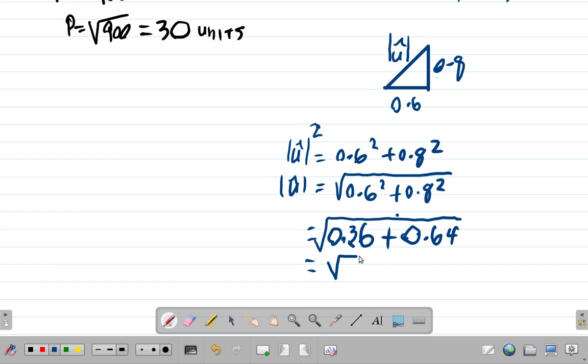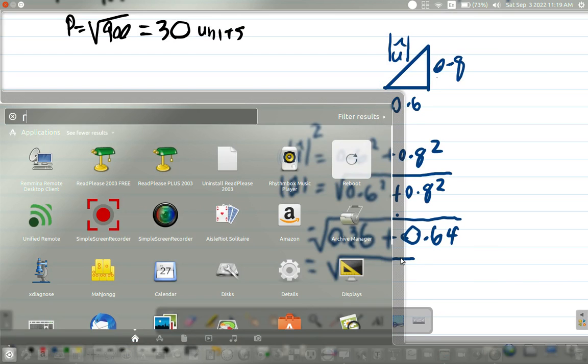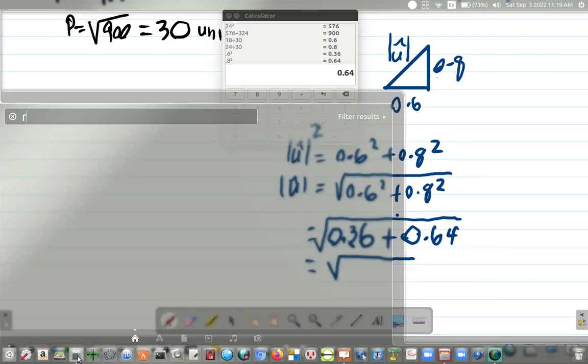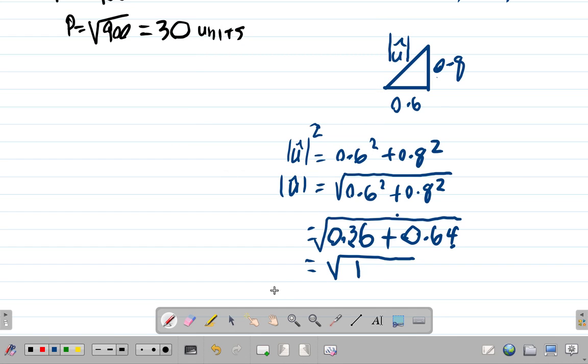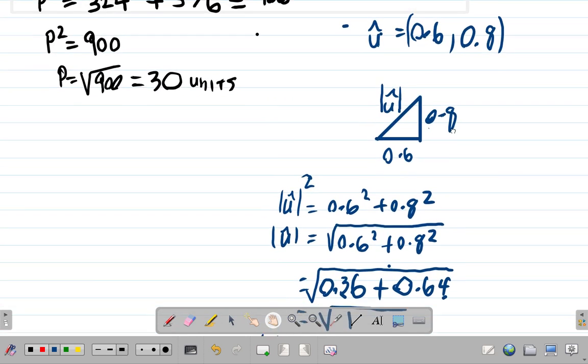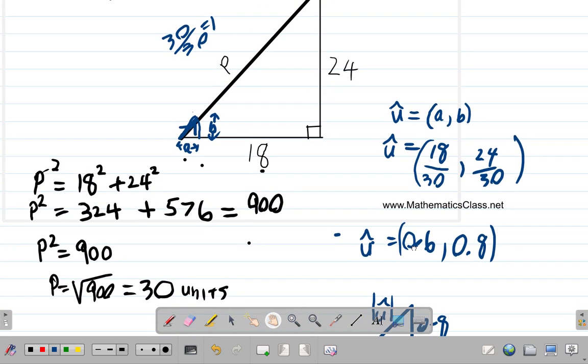So it's the square root of, we must add 0.36 to 0.64 now. 0.36 plus 0.64 equals 1. It's the square root of 1. So the magnitude of the unit vector is 1. That proves, just shows that that is indeed the unit vector. So (0.6, 0.8) is that unit vector.